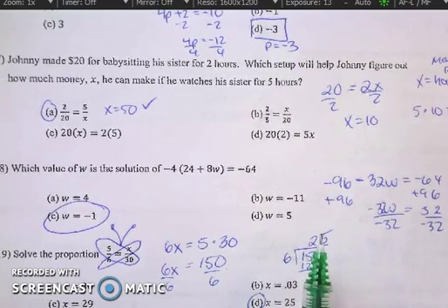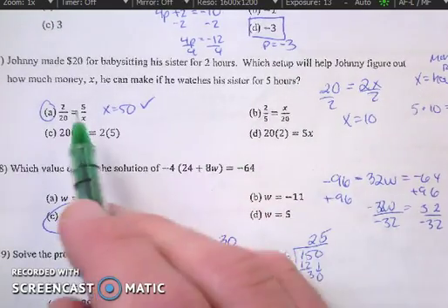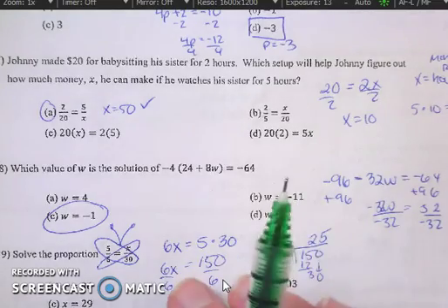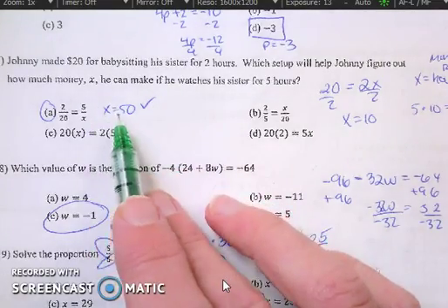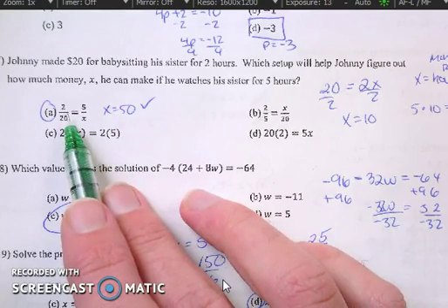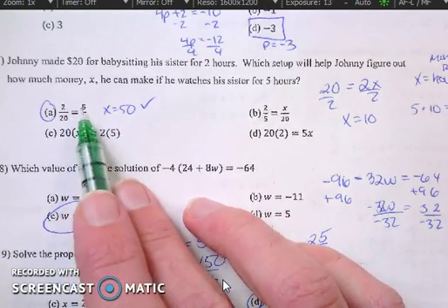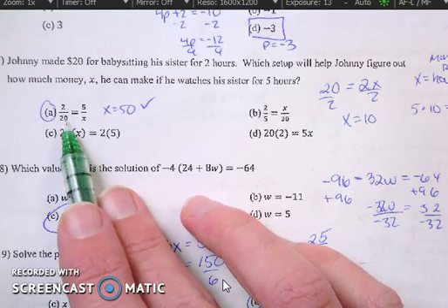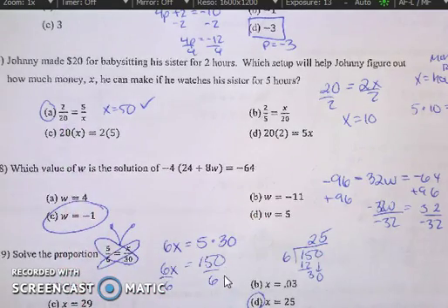Which expression is equivalent to this, or equation? Well, if you solve all these, only A actually solves for 50, which means we get 2 times x and 5 times 20, which is 200 divided by 2. So A is our answer.